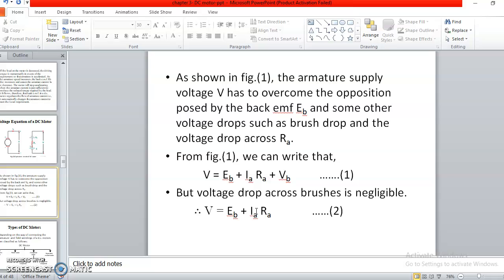So in today's session we have discussed what is meant by back EMF, why it is called back EMF, and what its significance is. After that we have seen the voltage equation of DC motor, that is V is equal to EB plus IA RA. I hope you are getting these two concepts.